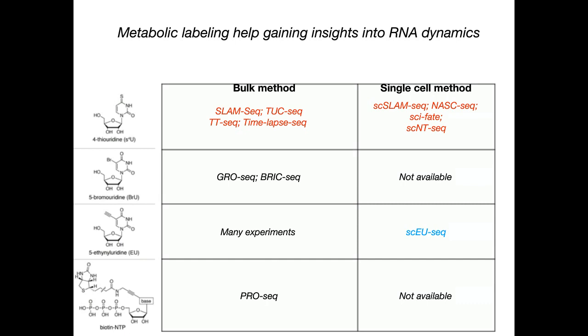The scEU-seq... sorry, the sci-fate approach was developed around combinatorial indexing, and it also uses the SLAM-seq chemistry. But the nice thing about sci-fate is that you can easily produce thousands of cells or even millions of cells. And then I will talk a little bit more about scNT-seq next. Another thing I want to highlight in this slide is that recently Alexander van Oudenaarden and his group adapted the EU-based labeling strategy to develop scEU-seq. This is a purification-based approach.